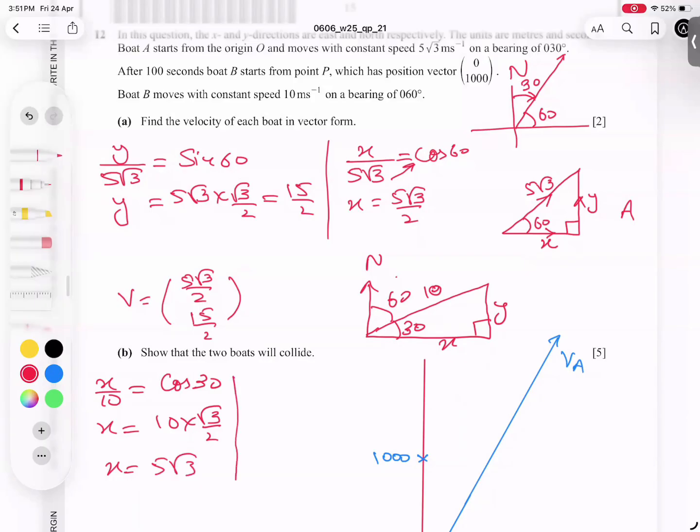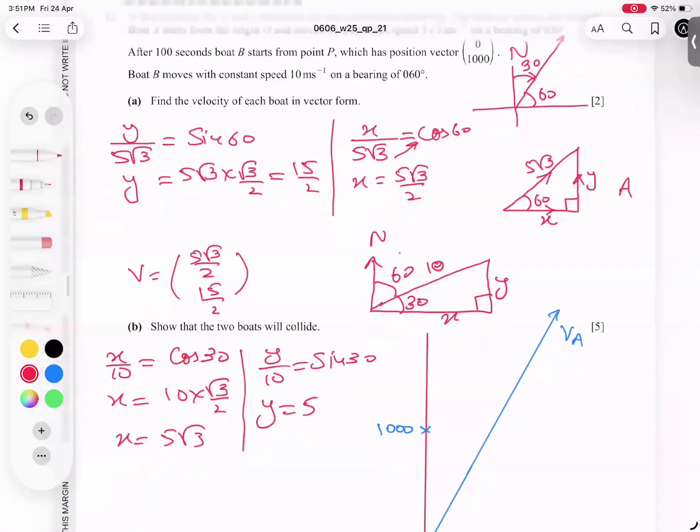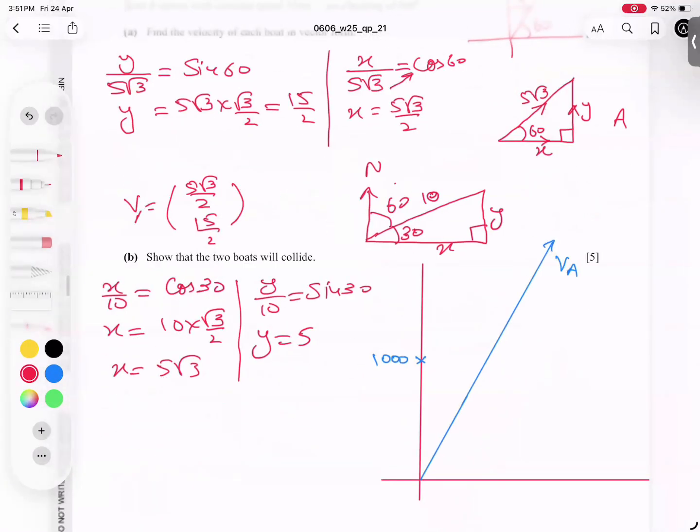Same way, what is the opposite by hypotenuse? It is sine 30. And sine 30 is half. Half is coming 5. Y is coming 5. So if you check it carefully, students, we are getting the velocity of A and velocity of B. So 5 root 3 and 5.